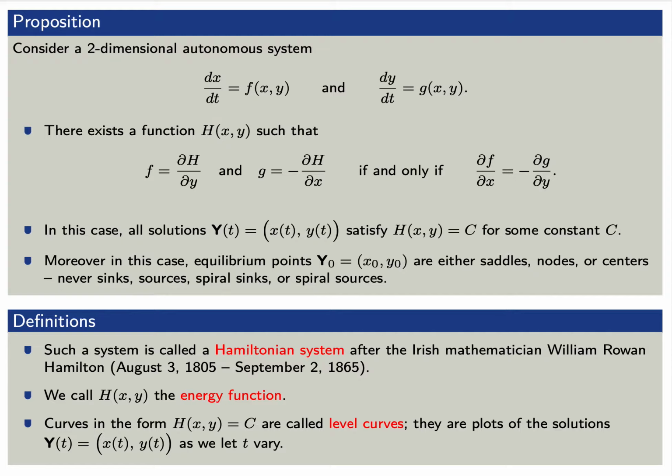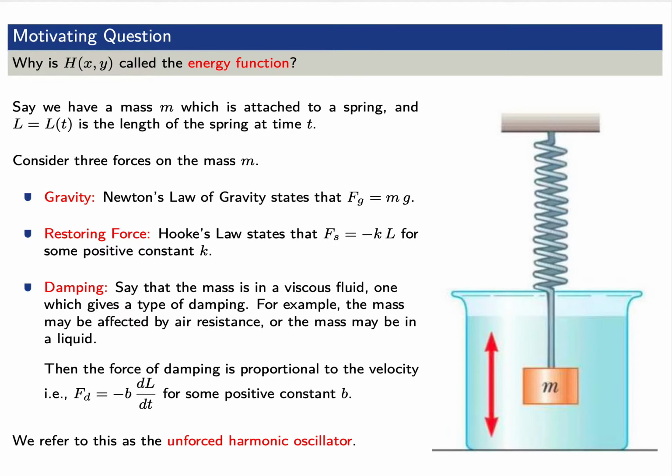Such a system is called a Hamiltonian system, and we call H of x,y the energy function. Curves of the form H of x,y equals c are called level curves. They are plots of the solutions as we let our time vary. We also discussed why H is called the energy function.